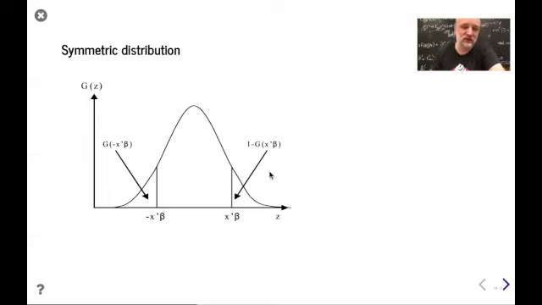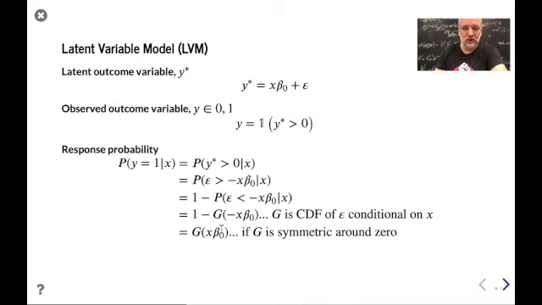Okay, and this is essentially what is going on. So due to the symmetry, we can replace G of minus x beta with 1 minus G of x beta, and then you basically get this step. So this last step is just due to the symmetry around 0. And of course, it only applies if that distribution is symmetric. Otherwise, you would have to work with this response probability, which is much harder to compute. It's just a little bit cleaner to work with this.